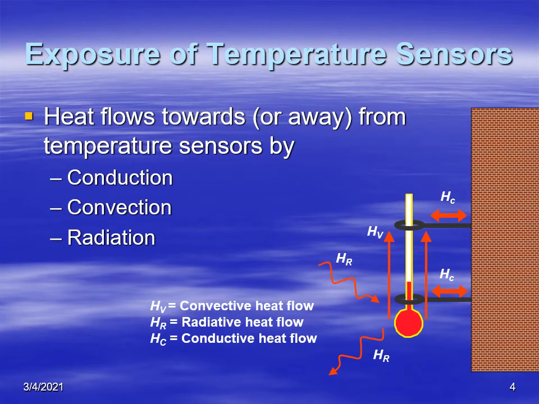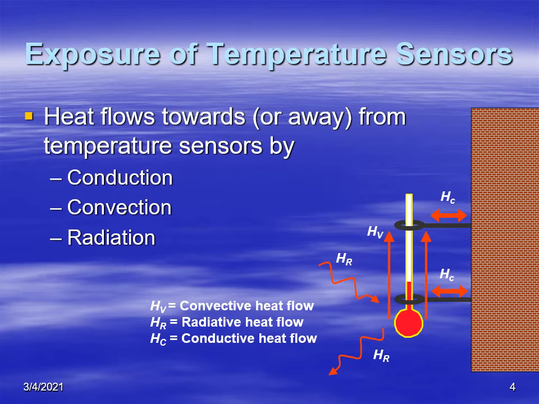To analyze the exposure errors that result from improperly sited thermometers, we need to take a look at the thermal heat flow, or heat balance, of the thermometer and its surroundings. How is energy transferred to the thermometer, and how is energy transferred away from the thermometer? If you go back to your basic meteorology, remember that there are three ways that energy can be transferred in the atmosphere, and that is through conduction, convection, and radiation.